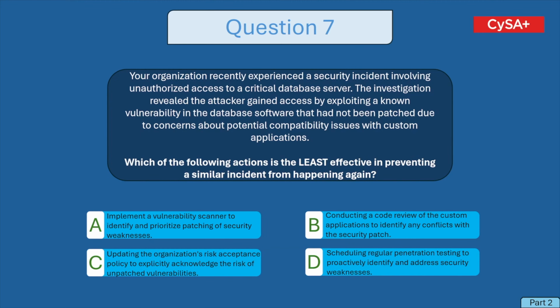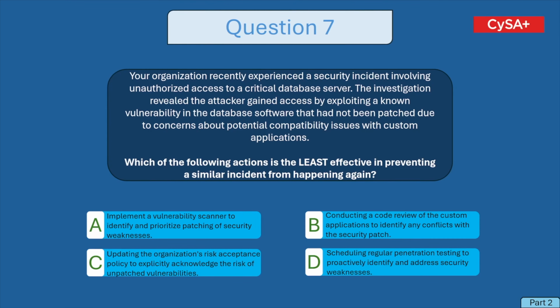Question 7. Your organization recently experienced a security incident involving unauthorized access to a critical database server. The investigation revealed the attacker gained access by exploiting a known vulnerability in the database software that had not been patched due to concerns about potential compatibility issues with custom applications. Which of the following actions is the least effective in preventing a similar incident from happening again?